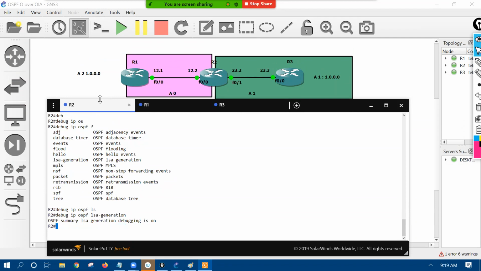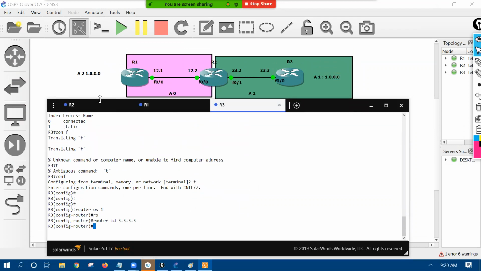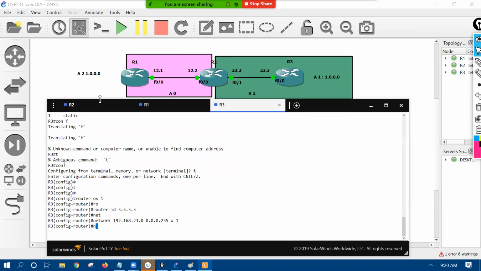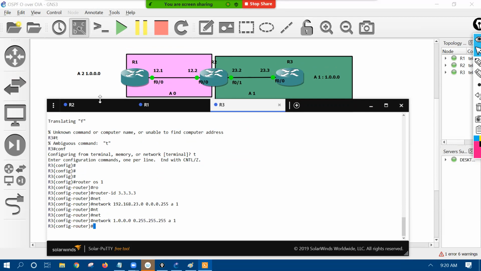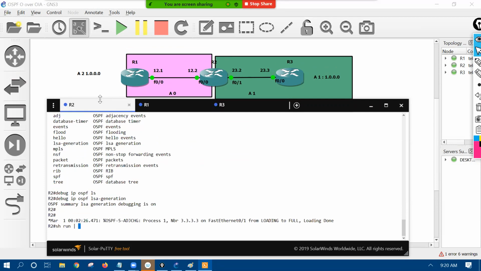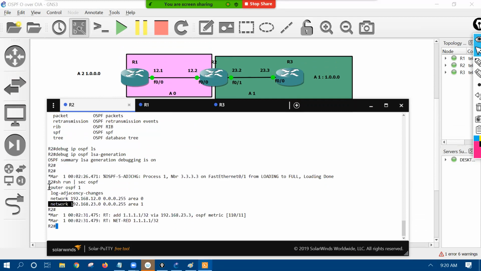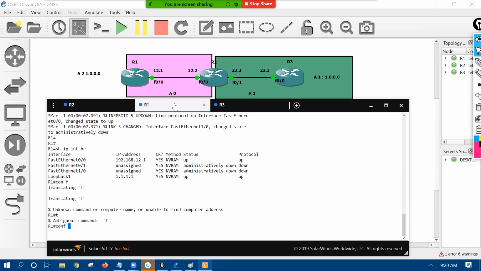Perfect, right? Let's come back to R3 now. Router OSPF number 1, router ID will be, area 0, area 1, and network area 1, right? Perfect. R2, show run section OSPF. If you see, R2 already has a configuration. You can see that. Okay. And if we just go to the R1 router, on R1 we need to configure router OSPF number 1.